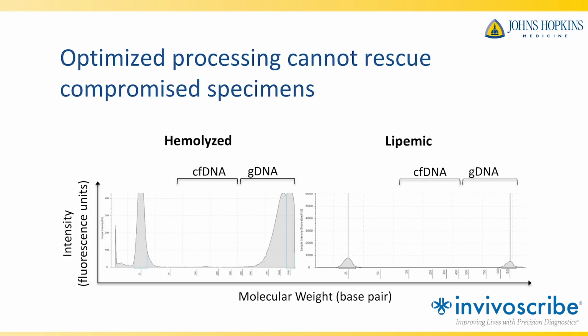However, no matter what magic this Streck tube has, it cannot rescue compromised specimens. So the typical practices of clinical lab medicine, where you don't accept hemolyzed, lipemic specimens, still hold true here. You can see on the left, that was a hemolyzed specimen where we got almost all genomic DNA and degraded DNA, and no cfDNA. On the right, a similar story, lipemia.